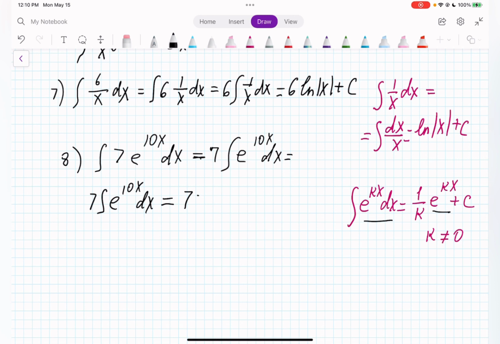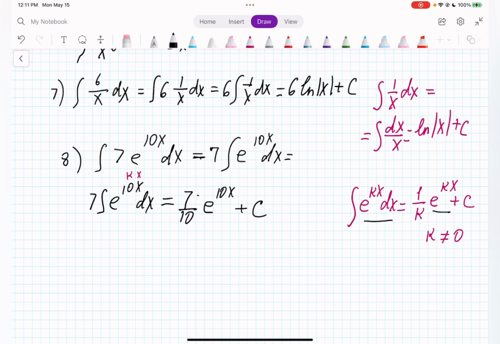So our k is 10 here, right? This is my k. Next, k is 10. So it's going to be 7 divided by 10, and then times e to power 10x. Oh, no, I'm sorry, 10x and plus constant c. So 7 over 10, we can't do anything, that means this is going to be our final answer.